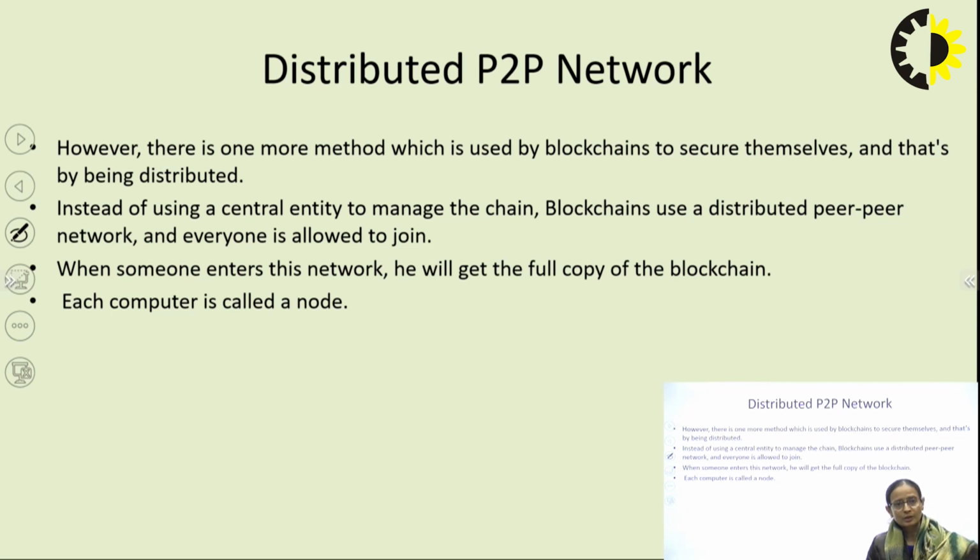Blockchain follows a distributed P2P, that is, peer-to-peer network. This is just to enhance the security. Instead of using a central entity to maintain a chain, blockchains use a distributed peer-to-peer network, and everyone is allowed to join. When someone enters the network, he will get the full copy of the blockchain. And here each computer is called a node, or another name is peer.